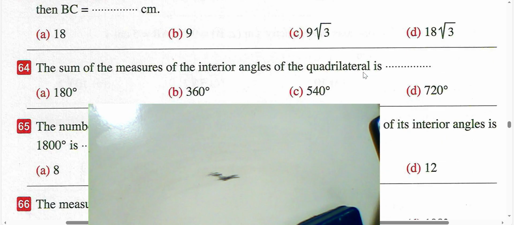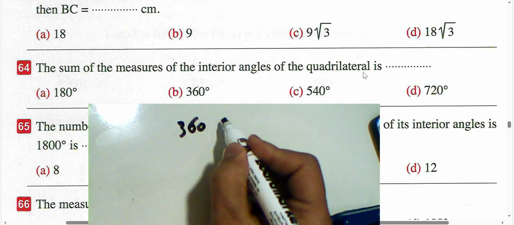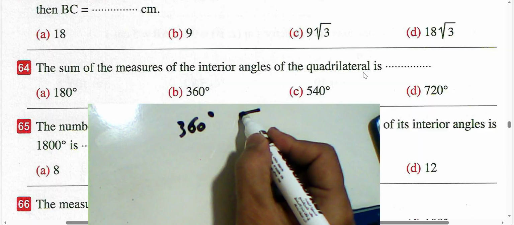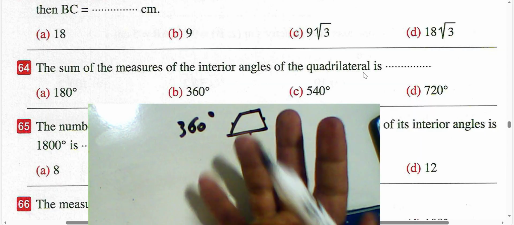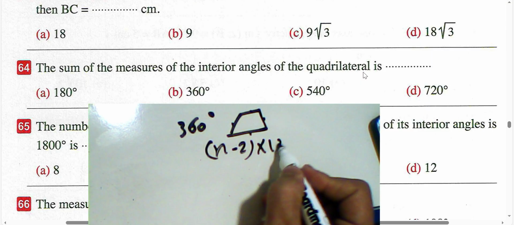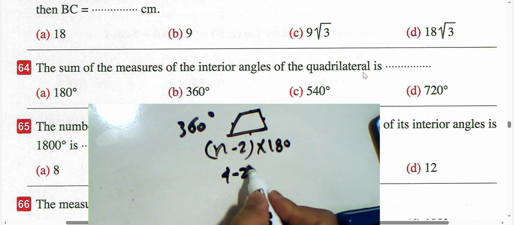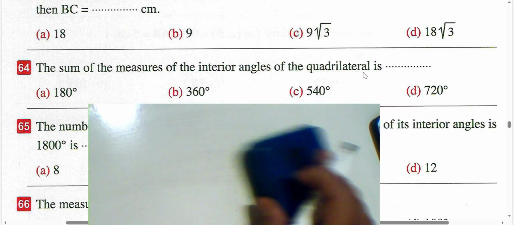Next question. The measure of the interior angles of a quadrilateral will be 360. If we have a quadrilateral, it means lines 1, 2, 3, 4, a polygon that has 4 sides. The sum of interior angles is n minus 2 times 180. Put n equals 4, then 4 minus 2 times 180, 2 times 180 equals 360.